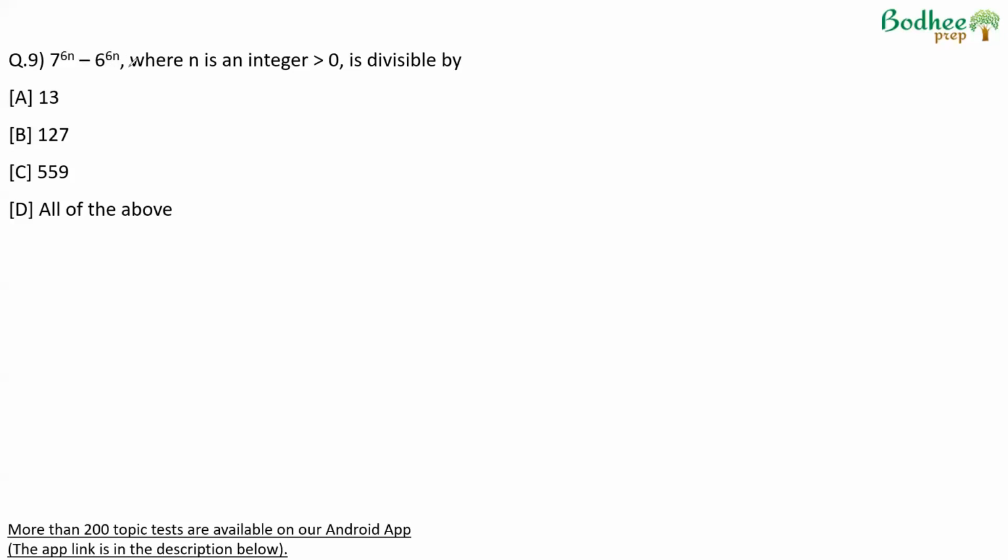7 raised to power 6n minus 6 raised to power 6n, when n is an integer greater than 0. Now if we look at 6n and we take out the whole numbers from here, 2 into 3n. Now in this case 3n we are not sure, could be even, could be odd. But if you write this as 3 into 2n, we can be sure 2n is even.